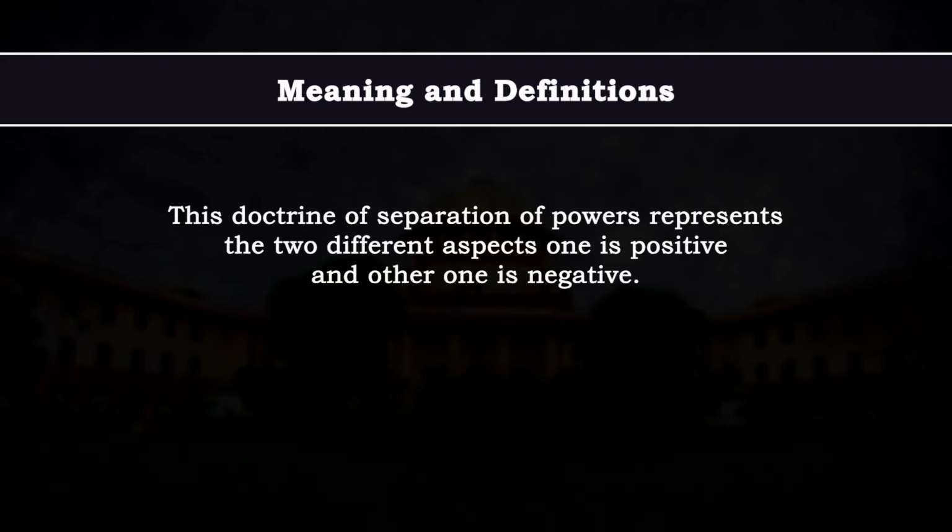This doctrine of separation of powers represents two different aspects. One is positive and the other one is negative. In its positive sense, it means integrity and independence of each branch. And in the negative sense, it denotes non-encroachment in the jurisdiction of each other.